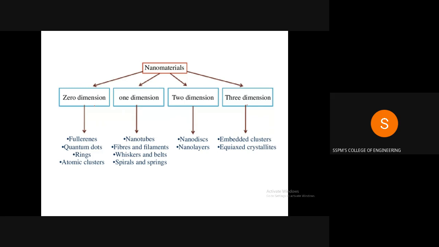The next point is characteristic features of nanoparticles: color, surface area, catalytic activity, thermal properties, mechanical strength and electrical conductivity.